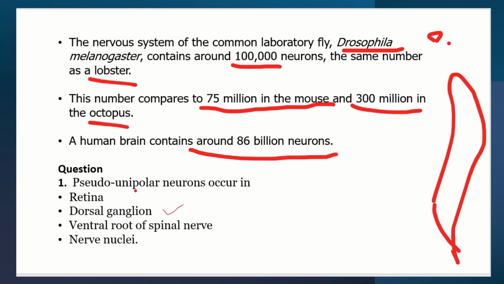Now coming to one question, let me ask: pseudo unipolar neurons occur in the retina, dorsal ganglion, ventral root, spinal nerve, or nerve nuclei? The answer is dorsal ganglion.